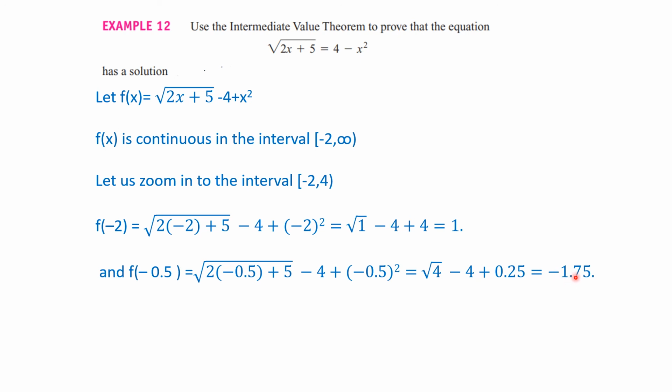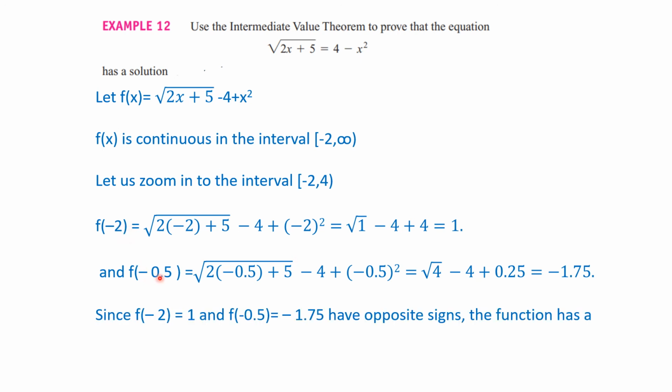If we do the math, f of -0.5 will end up being equal to -1.75. Now that we have two values, since f of -2 is equal to 1 and f of -half is equal to -1.75, they have opposite signs. Since they have opposite signs, we can conclude that the function has a solution in the interval -2 to -0.5, including both -2 and -0.5.